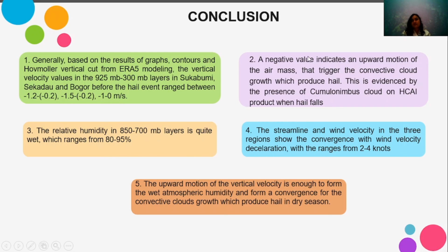The second is that a negative value indicates an upward motion of the air mass that triggers the convective cloud growth which produces hail, and this is evidenced by the presence of cumulonimbus cloud on the HCAI product when hail falls. Third, the relative humidity in the 850 until 700 millibar layers is quite wet, ranging from 80 until 95%. The fourth is that the streamline and wind velocity in the three regions show a convergence with a wind velocity deceleration. And the last is that the upward motion of the vertical velocity is enough to form wet atmospheric humidity and form a convergence for the convective cloud which produces hail in the dry season.